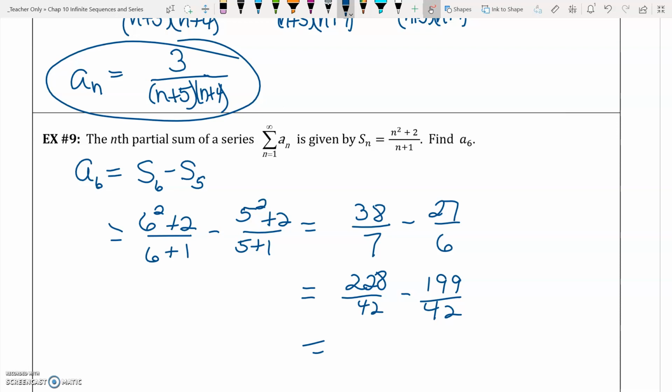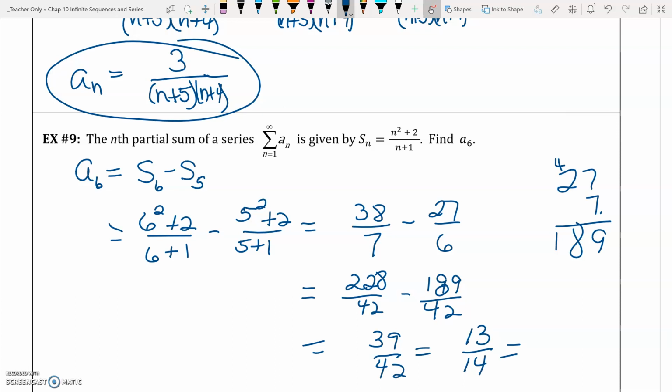oh, I think I made a mistake there, 27 times 7. Let me do that real quick. I think I have the wrong number there. It's 189. There we go. Sorry about that. When we subtract these then, we are going to get 39 over 42, which is equal to 13 over 14. So that's my a sub 6.